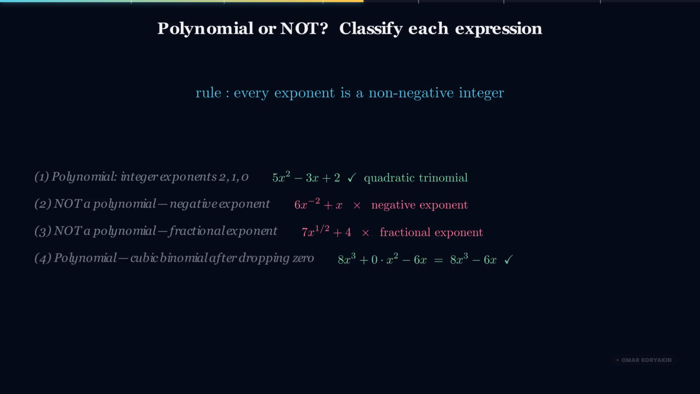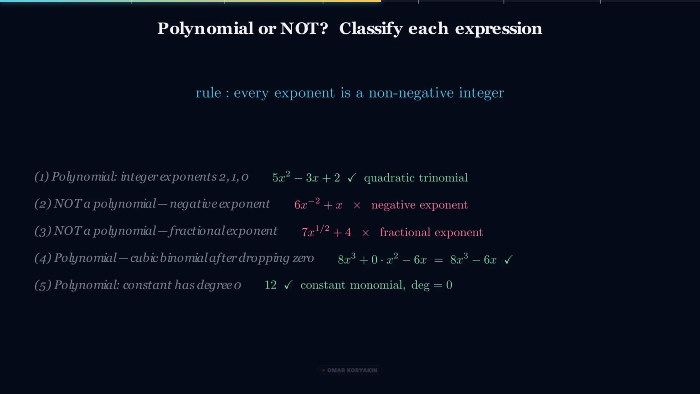Expression 4: 8x cubed plus 0x squared minus 6x. The middle term has a coefficient of 0, which is the same as not having that term at all. All exponents are non-negative integers, so this is a polynomial. After dropping the 0 term, it is 8x cubed minus 6x. Already in descending order, standard form complete. Degree 3, 2 terms, classification cubic binomial.